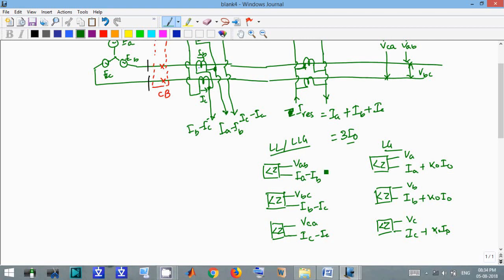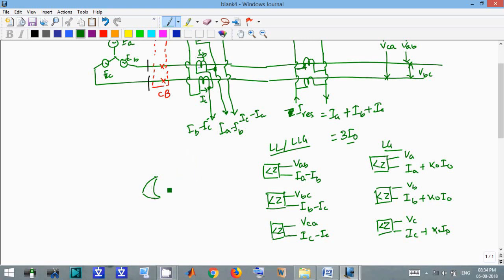So this is for LG fault, this is for double line to ground fault or line to line fault. And there is no need to write for three phase fault, because you can write, but it is not necessary, because if this fault is detected and this fault is detected, this will automatically be our ABC fault.